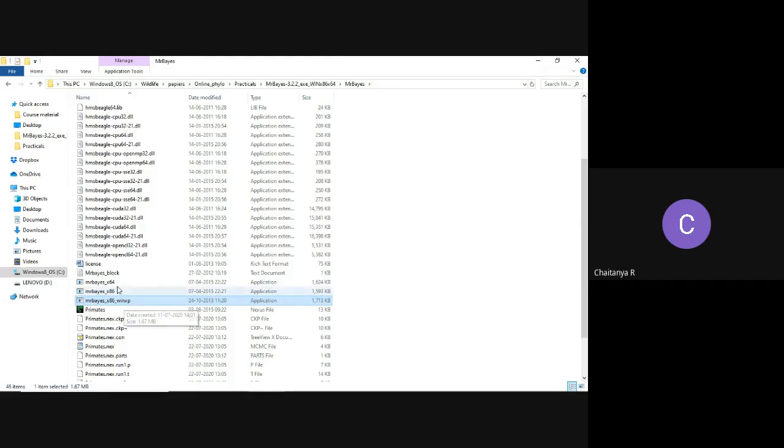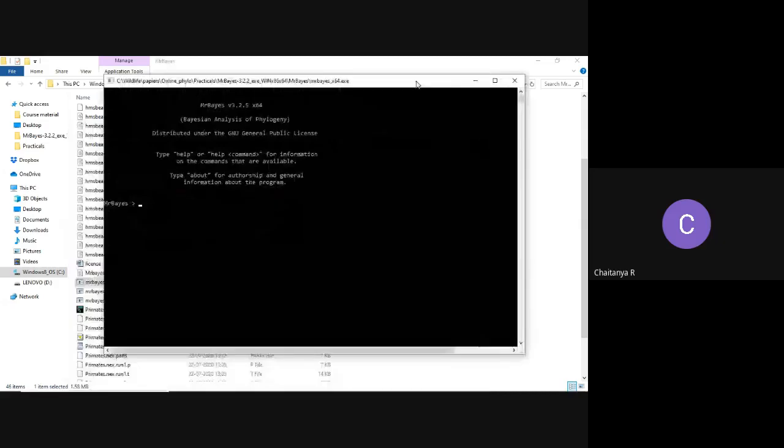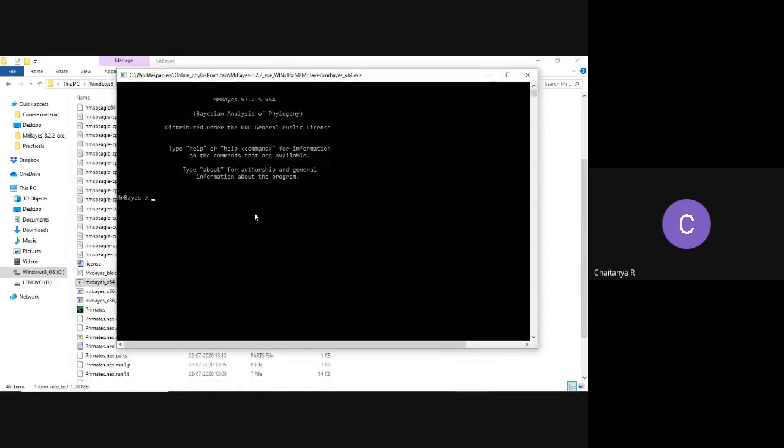Okay, so let me run x64, which I think is the 64-bit one. So it opens up a screen like this, and it gives you a MrBayes prompt.